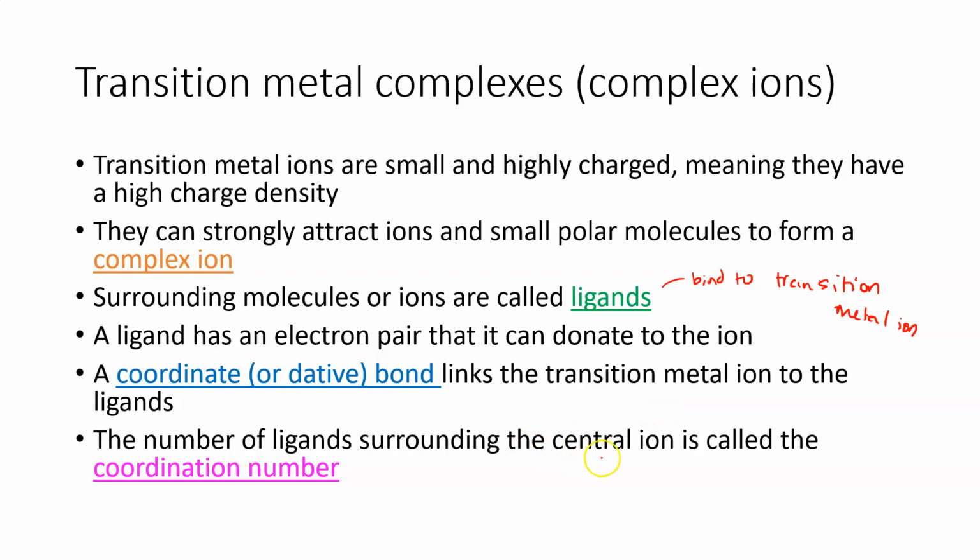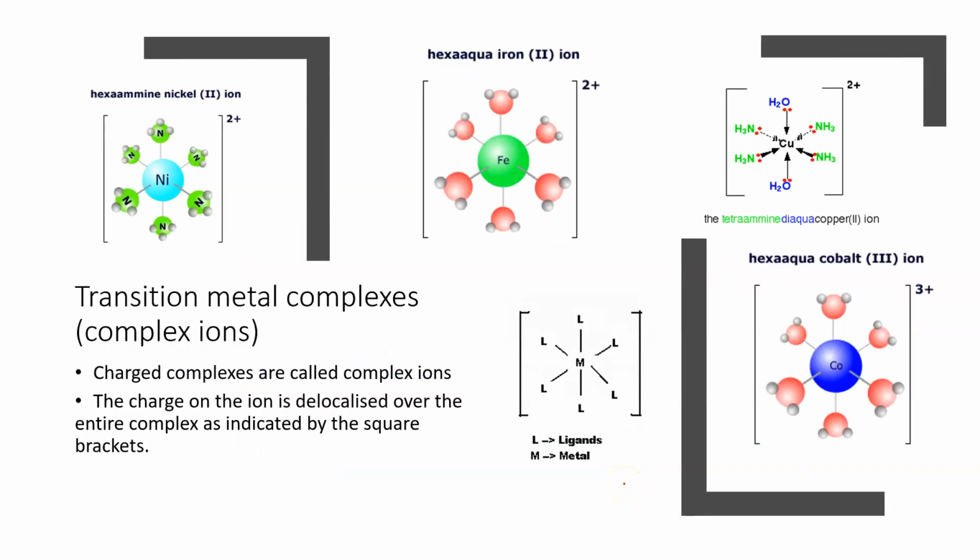The number of ligands that surround the central ion is what we refer to as the coordination number. So when we look at transition metal complexes, what you'll find is they are typically drawn with square brackets around them. The charge is considered to be delocalized over the entire complex once you have that ligand-ion complex formed. This is shown by the square brackets.